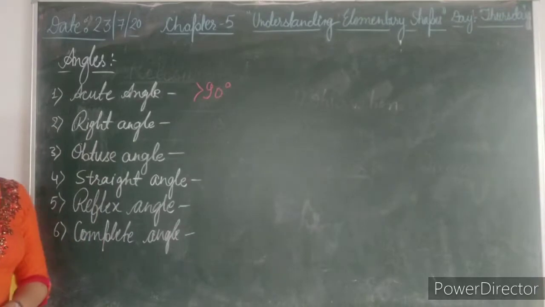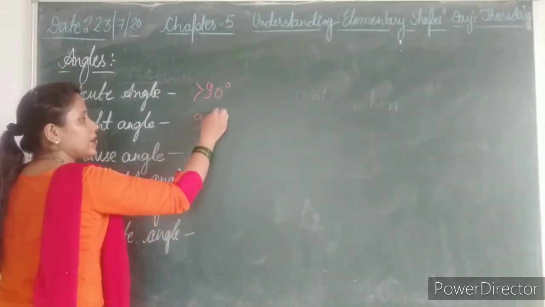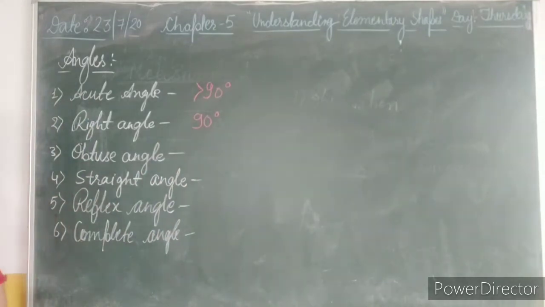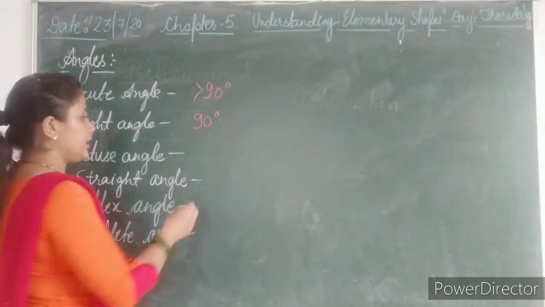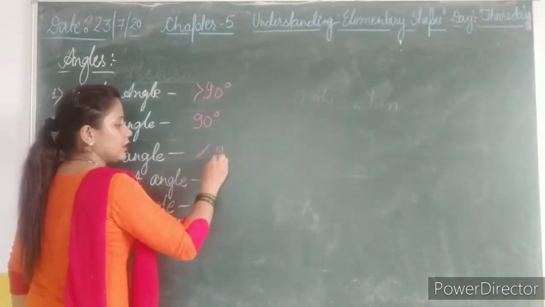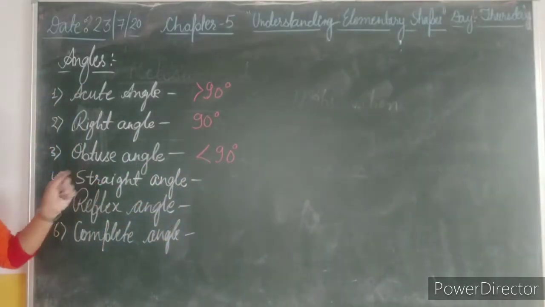Now our second angle is right angle, the angle which is exactly 90 degrees. That is your right angle. Third is our obtuse angle, which is greater than 90 degrees. That is your obtuse angle.